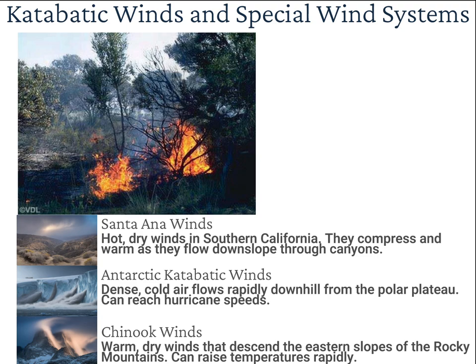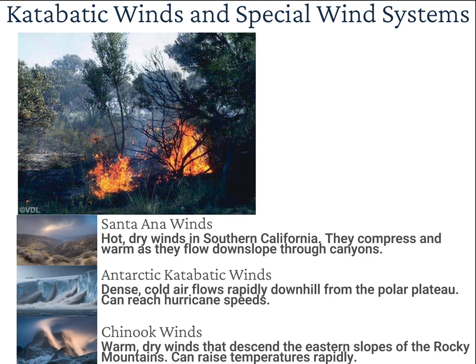So, the Santa Ana winds in Southern California are warm, dry katabatic winds and pass through mountain canyons. They increase wildfire risks by drying out vegetation. In Antarctica, katabatic winds are extremely cold and fast, moving from high, icy interiors toward the coasts.